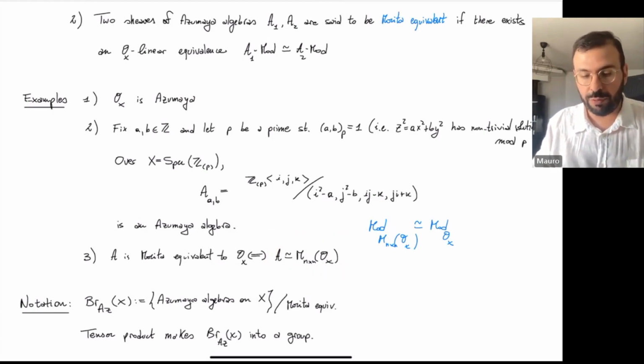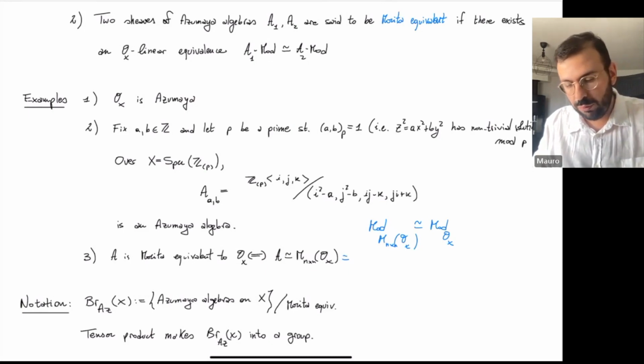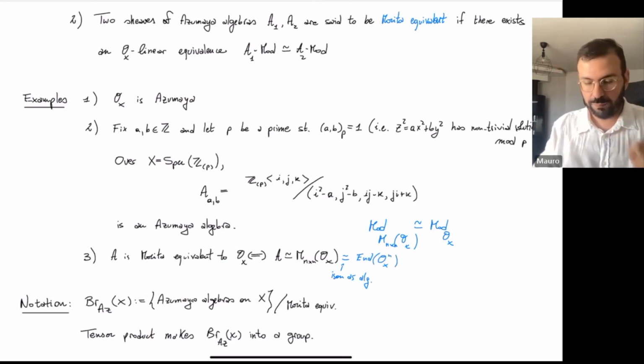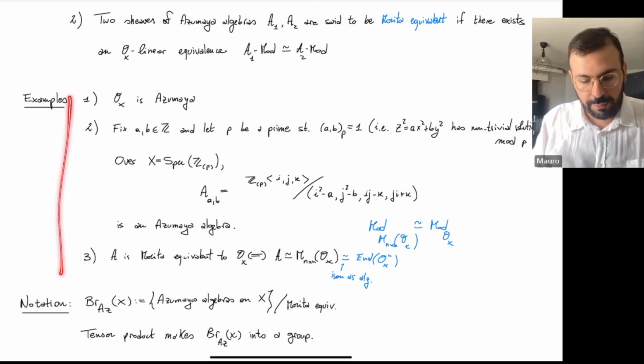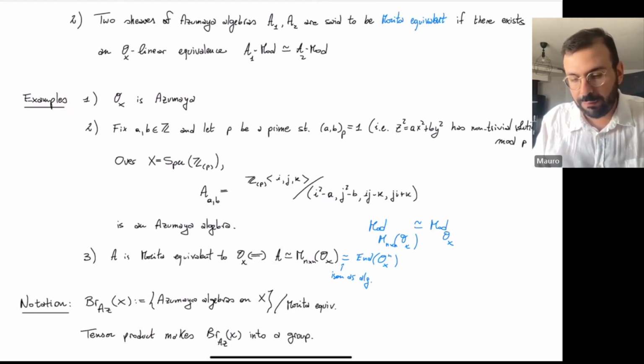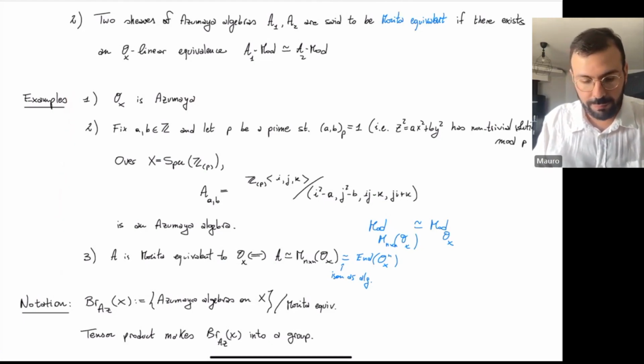It's an endomorphism of O_X^n. So this also means that it's isomorphic as an algebra to the endomorphisms of O_X^n by composition. Okay, so these are examples. Matrix algebras all give examples, but they are all trivial. And then there are some non-trivial examples.